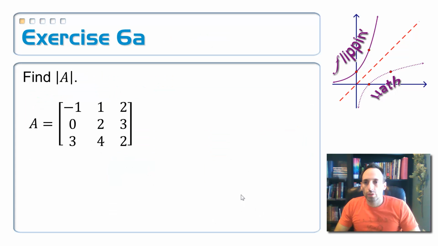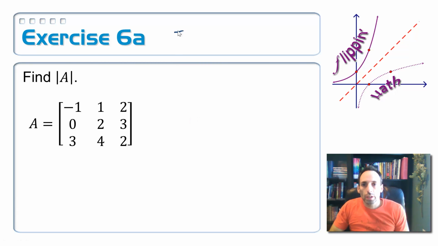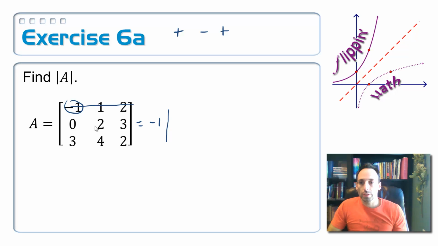Anyway, let's see if we can use expansion by minors to find the determinant of this 3 by 3 matrix. Remember, it goes plus, minus, plus whenever I pull out each of those numbers. The first one is going to be plus, but my number is negative, so it's going to be negative 1 times the determinant of, and I cross out this row, I cross out this column, and I'm left with 2, 3, 4, and 2.